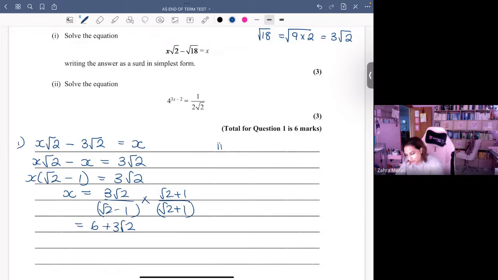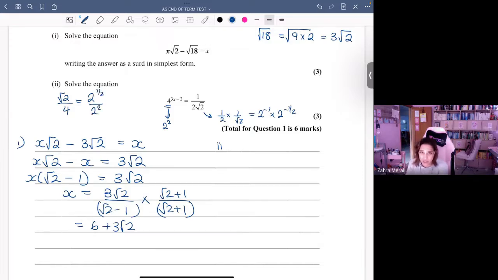Solve this equation. We're going to put everything in terms of 2. So 4 is the same as 2 squared. This is the same as a half times 1 over root 2, which is 2 to the minus 1 times 2 to the minus a half. Alternatively, you could have multiplied top and bottom by root 2, which will give you root 2 over 4, which is 2 to the half over 2 squared.